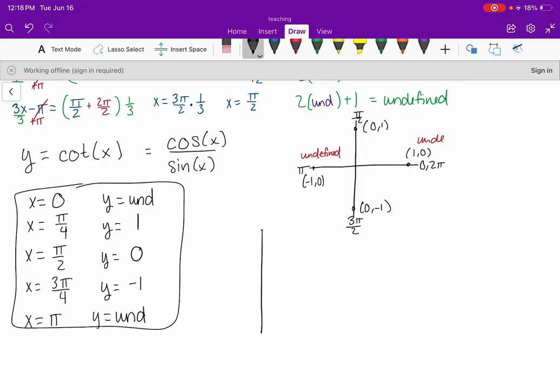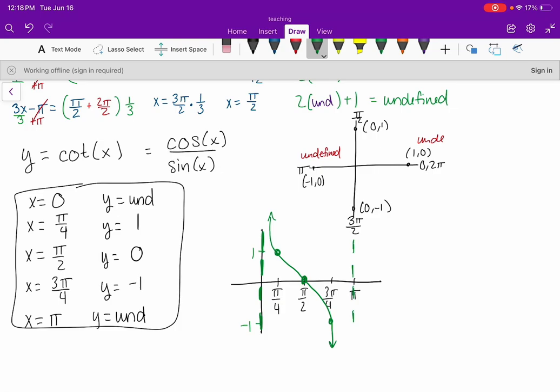Here's what the graph looks like. It looks very, very similar, but your asymptotes are at slightly different places, and the graph is actually flipped. So it goes this way instead. So that's the graph of cotangent.